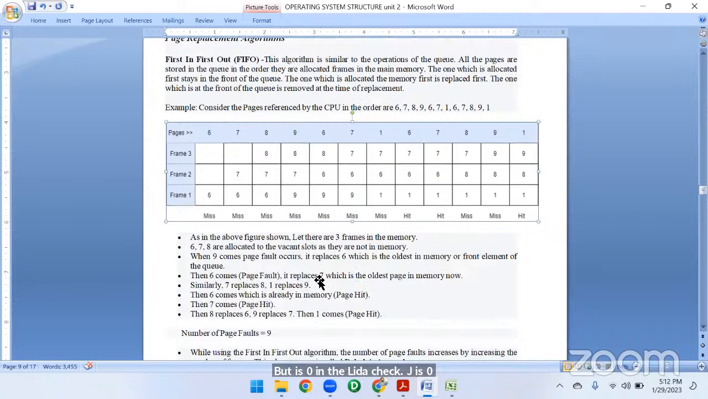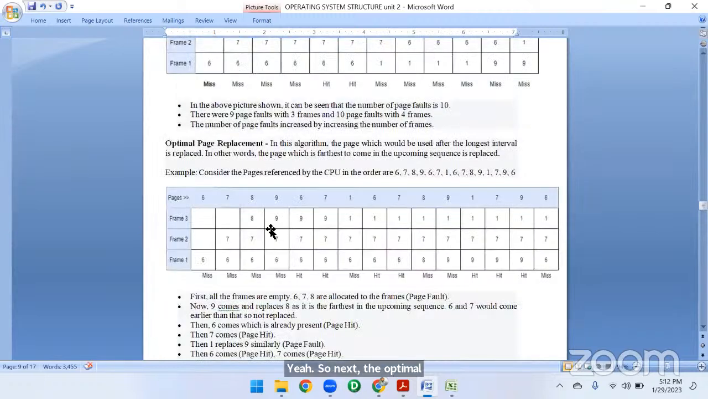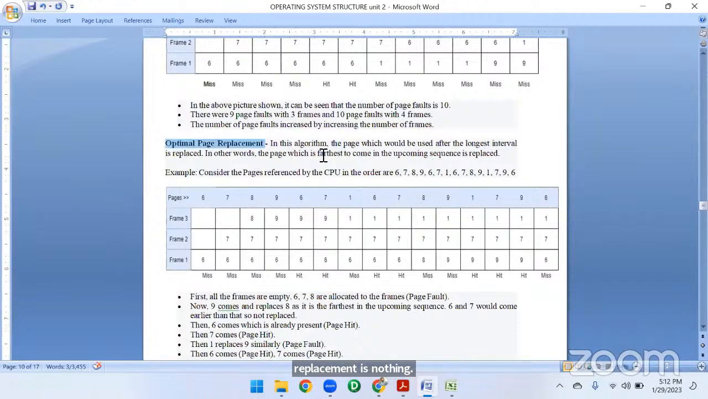Okay, next is optimal page replacement. Optimal page replacement is nothing but the same as these. In this algorithm, the page which would be used after the longest interval is replaced. In other words, the page which is furthest to come in the upcoming sequence is replaced. I will explain an example so that you understand clearly.